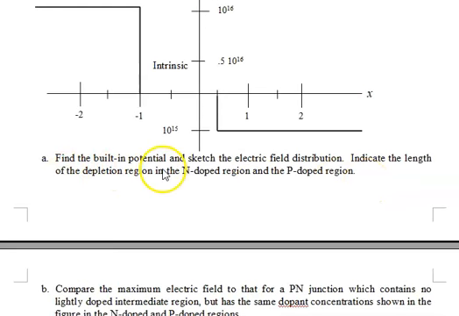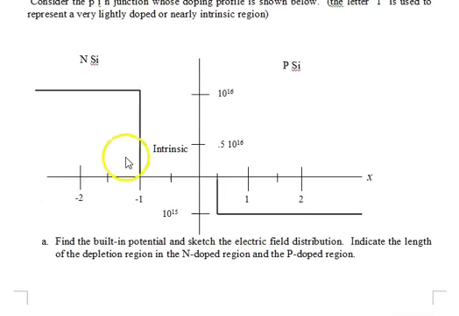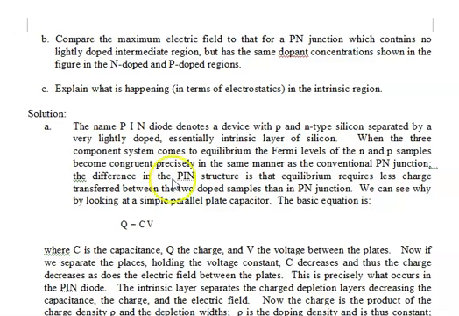So we're asked to find the built-in potential and sketch the field distribution and the width of the depletion region, and compare the maximum electric field of the PIN diode to the PN junction diode. We would expect that the electric field, because it is spread out, since we have this intrinsic layer in the middle, would be somewhat smaller, and we're going to show that in some detail. Okay, that explains what's happening in the intrinsic region.